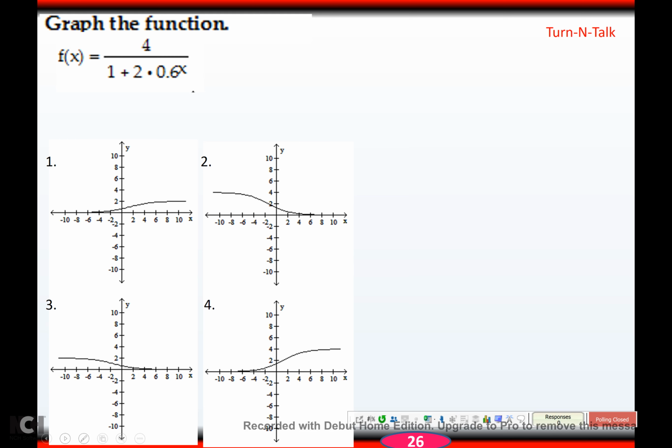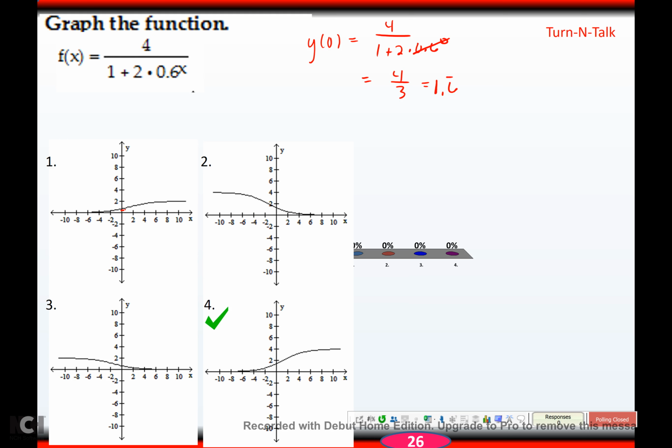Alright, so you do this one. Match the graph. Don't use a calculator. Hit pause, come back when you're ready. And hopefully you got 4. Alright, if not, let's look at it. To get my y-intercept, I plot f of 0, which would be 4 over 1 plus 2 times 0.6 to the 0. This is just 1, so that's 4 over 3, which is 1.6 repeating.